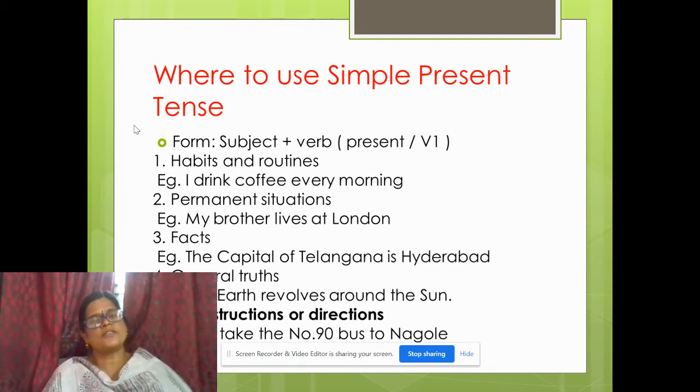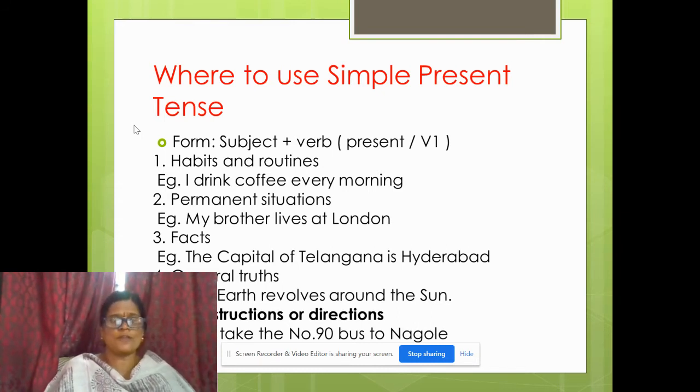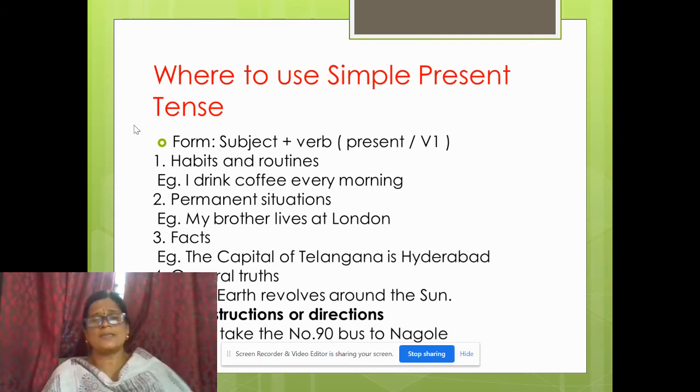So what are permanent situations? The permanent situations where there is no chance of shifting. Here I have given one example: my brother lives in London. So there is no chance of coming back to India and settling here. He is almost settled there. So if it is a permanent residence, I can use the simple present tense. So my brother lives in London.